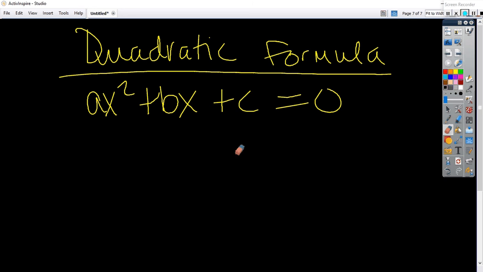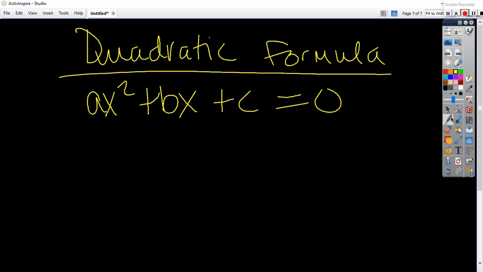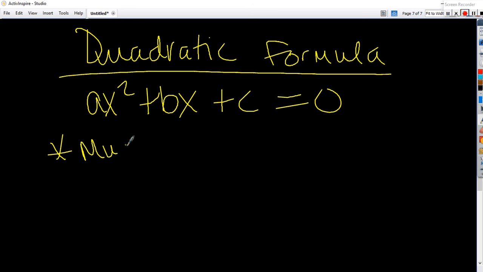All right. So here's the key before you start the quadratic formula. It must equal 0 before you start. If it doesn't, you have to make it. Okay?